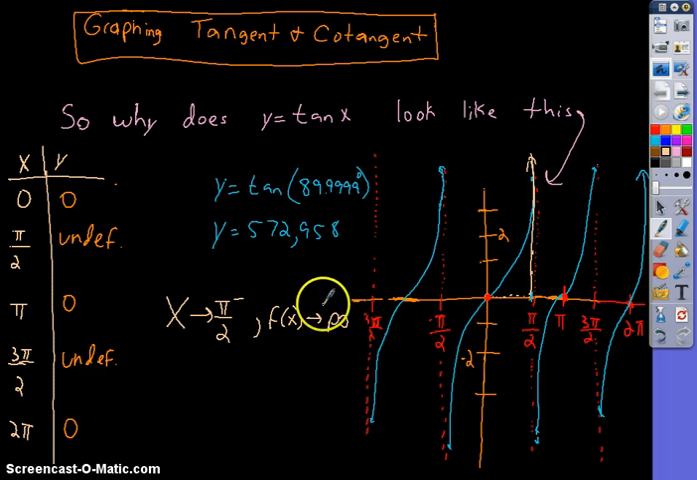As x approaches pi over 2 from the left, f of x approaches positive infinity. And if we look at as x approaches negative pi over 2 from the right, we'll see f of x approach negative infinity. So that's how you graph the tan curve.